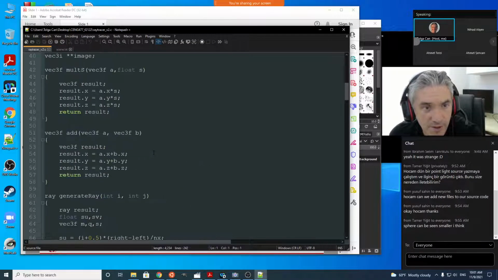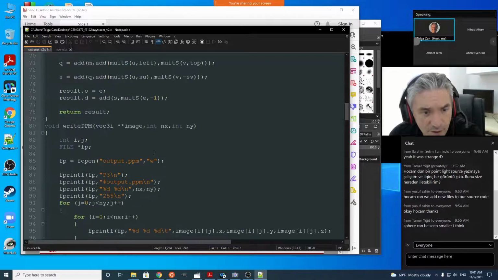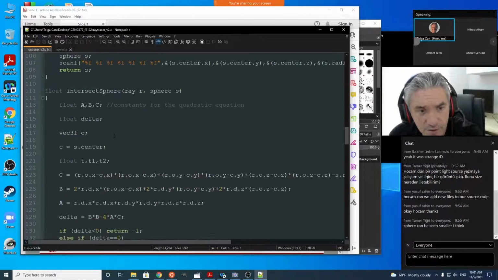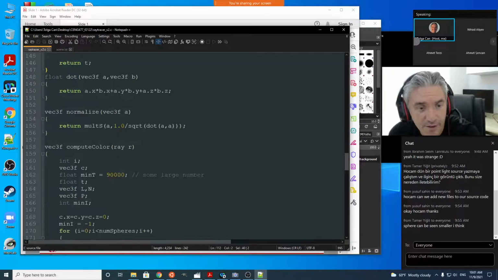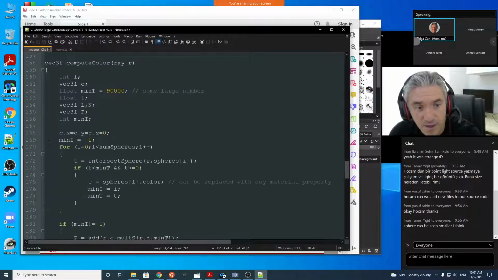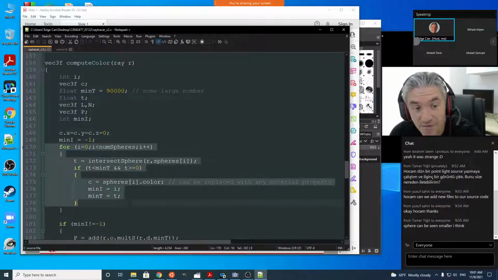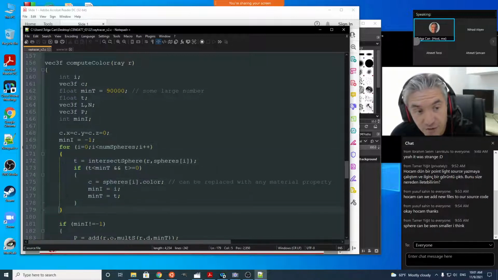And here's how we should modify our color file. How are we computing the color of the scene? So this was intersect sphere. There should be another function, intersect triangle. And here in our compute color function, we should try to intersect our ray with all the spheres, and we should have another for loop that goes over all the triangles in the scene.